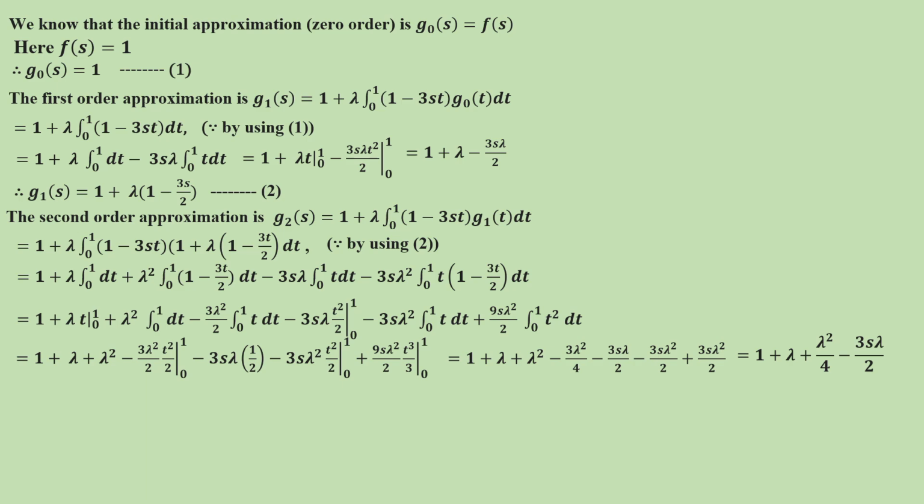So 4 minus 3, you will get lambda, right? Lambda square by 4, we are taking the LCM, grouping the lambda square term. Then minus 3s lambda by 2. Therefore G2 of s is equal to 1 plus lambda, taking lambda outside from the first term and the fourth term, right? So 1 minus 3s lambda, 3s by 2 plus lambda square by 4. That is equation number 3.